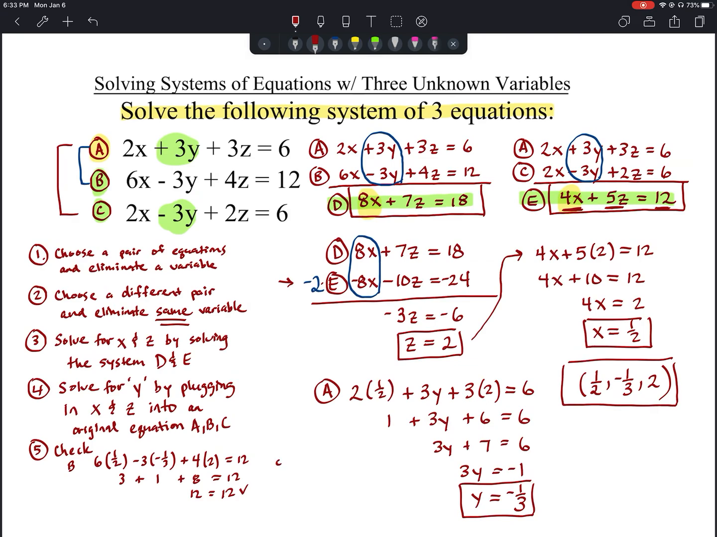And then let's do C here. For C, you're going to do 2 times 1/2 minus 3 times -1/3 plus 2 times 2 should equal 6. So 1 plus 1 plus 4 equals 6, and that is a true statement as well. We know that this answer that we've come up with here is the correct answer. That's the great thing about these problems. You know if you got it right or wrong.